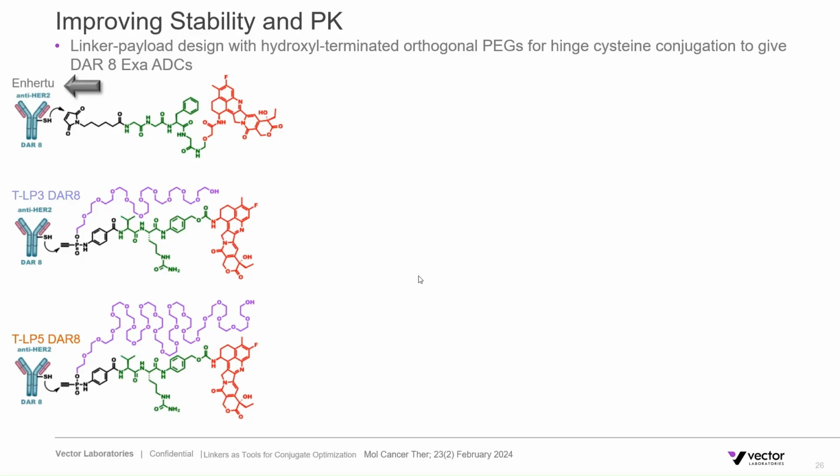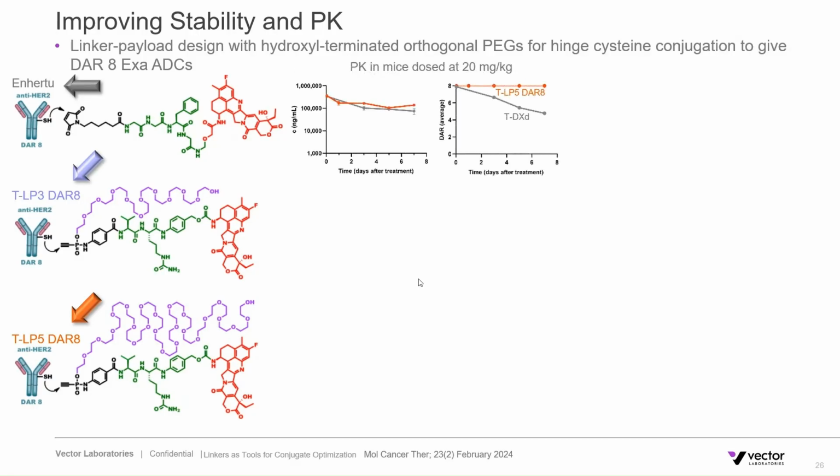So that's in HER2, which is shown on the top here. This is the control in these experiments. Tubulis was able to use their proprietary conjugation chemistry and these orthogonal PEGs that are capped with hydroxy terminus, and they were able to make these DAR8 EXA ADCs with the val-cit trigger in high yield and little aggregation. And this is TLP3 through TLP5, shown on the left there.